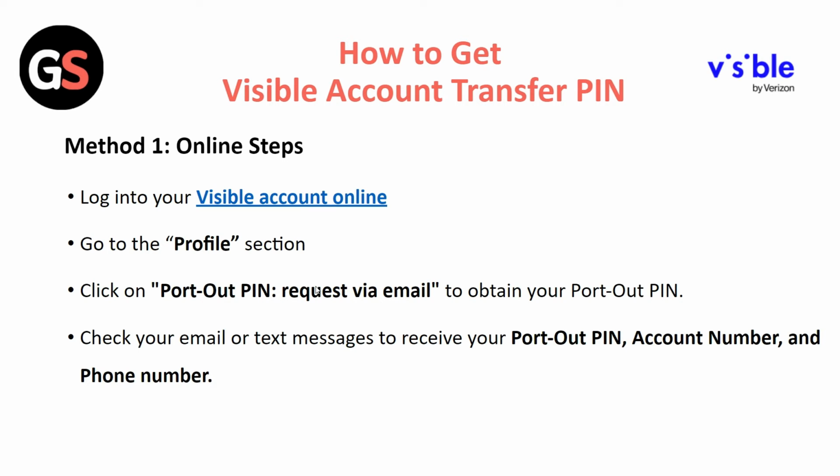And now, get your transfer PIN. Here are the steps for the online method. You have to log into your Visible account online. After login, click on the profile section. Then there is an option called port out PIN request via email. To obtain your port out PIN, check your email or text message to receive the port out PIN, account number and phone number.